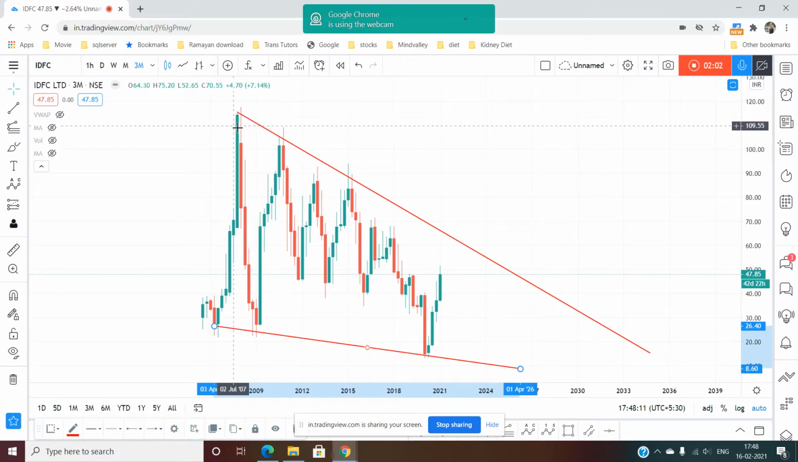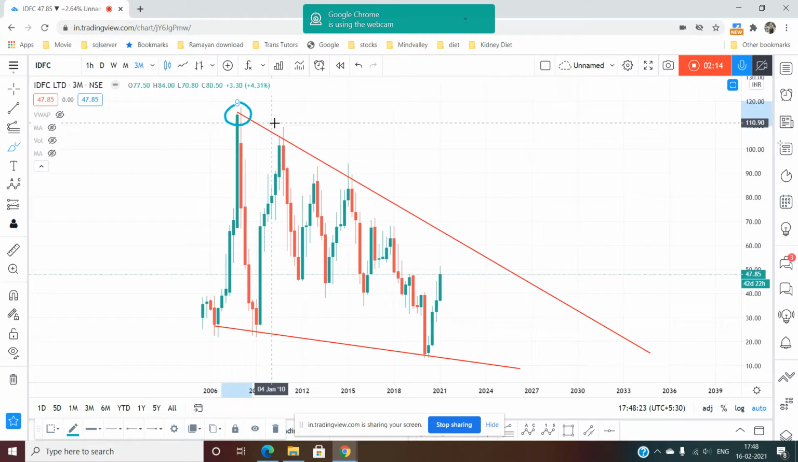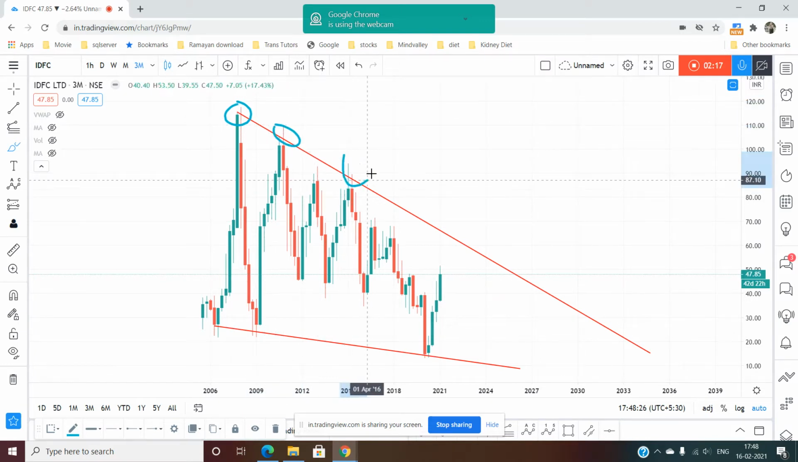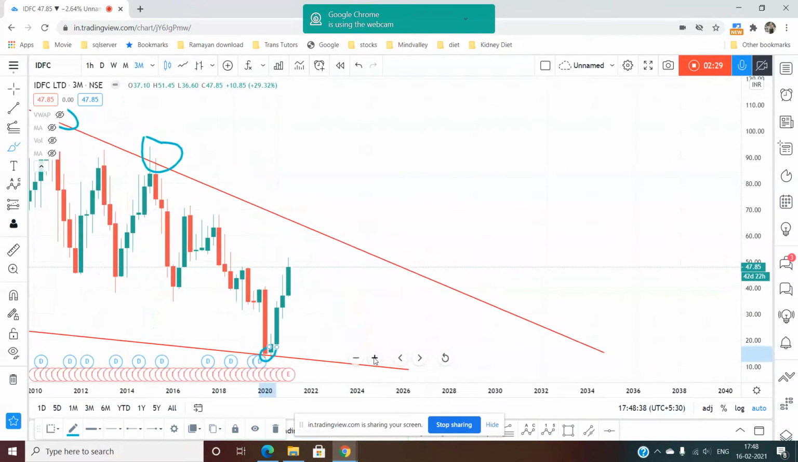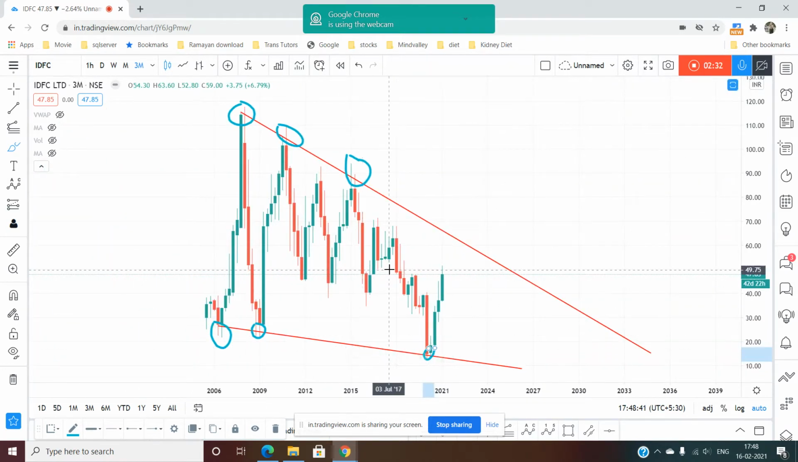So here there's a supply. The wick that you are seeing right now is a symbol of supply here. So one, two, three. There are three supply zones right now, where the demands are in the lower phase. The demand is not that much, but the supply, you can see the larger wicks, has created a huge problem for IDFC and has obstructed it from going higher.